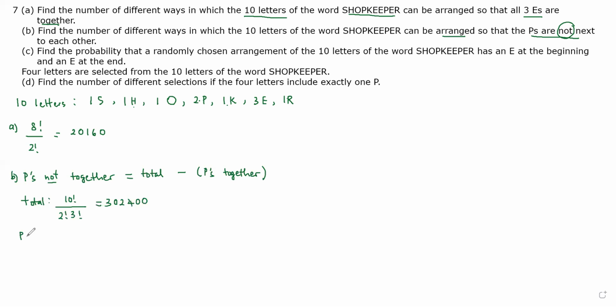And when the P's are together, so when we hold the P's together, this is considered one object. So if this is considered one object, in total we have 1, 2, 3, 4, 5, 6, 7, 8, 9. So we have 9 factorial here. And the E's, there are 3 of them, so we divide by 3 factorial. This will give the number of arrangements where the P's are together. And that is 60,480.